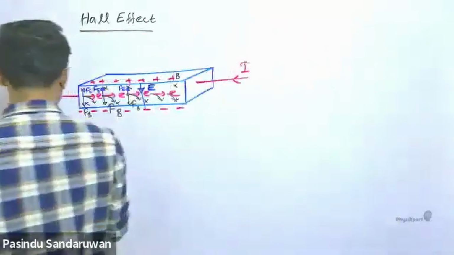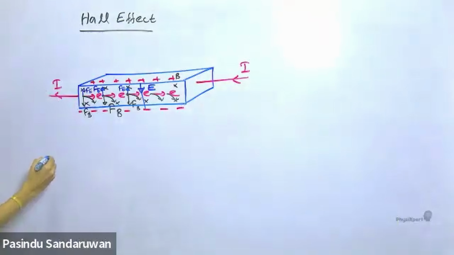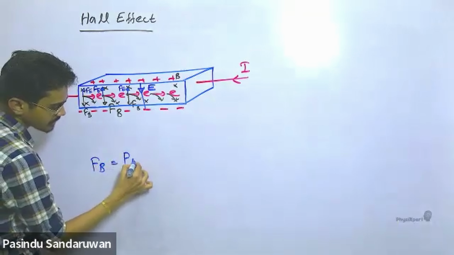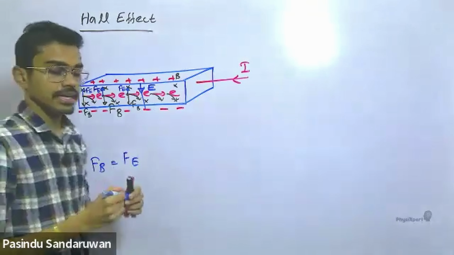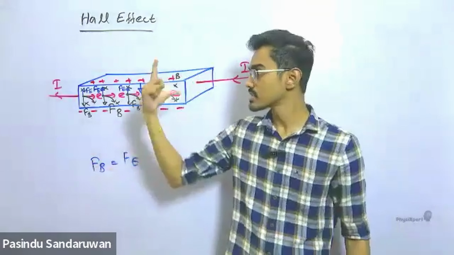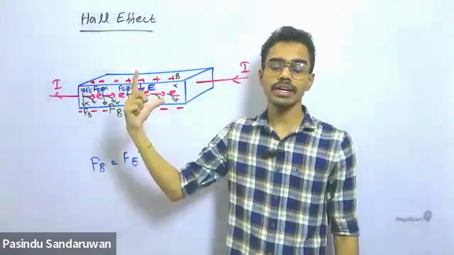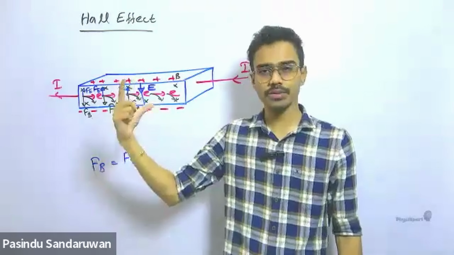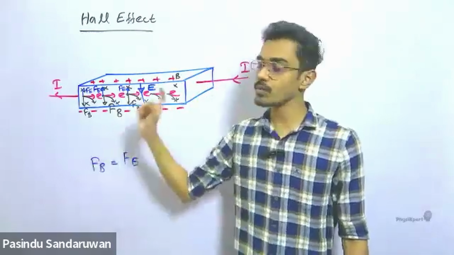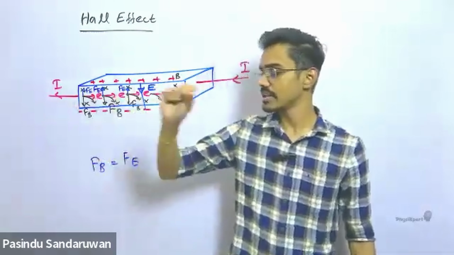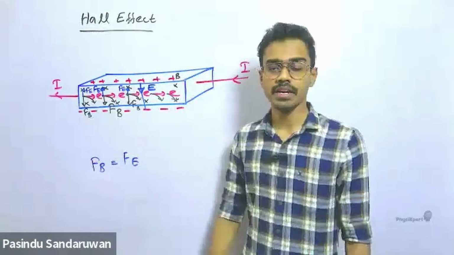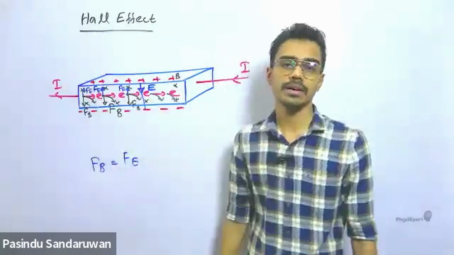Don't write this part, I'm just showing you. At some point Fb becomes equal to Fe. At that point, since the forces are equal, there is no vertical resultant force. There is no vertical unbalanced force remaining on the charge. So amid the impact of both forces, the charge again travels in an exactly horizontal straight path, because Fb equals Fe.